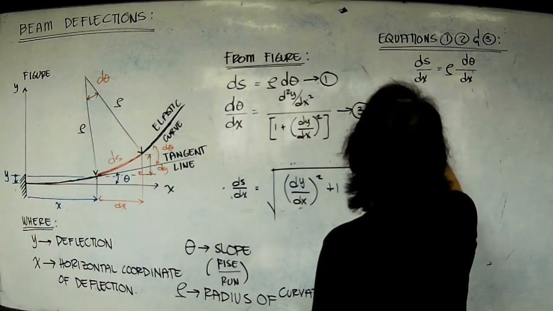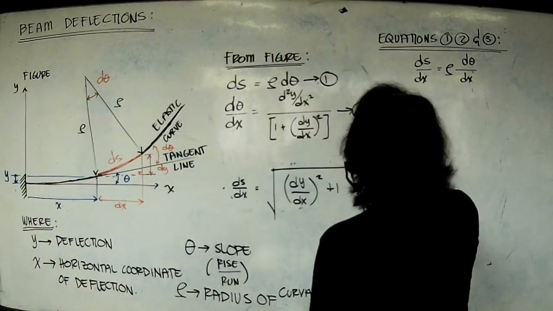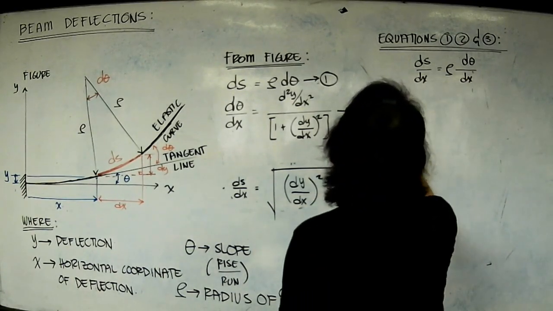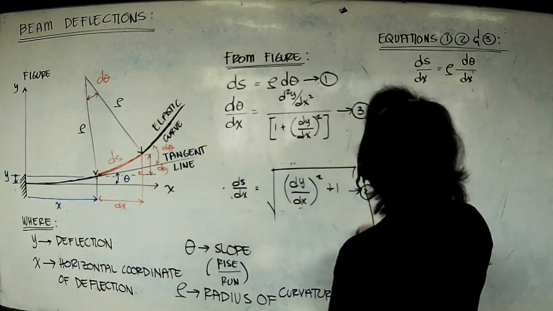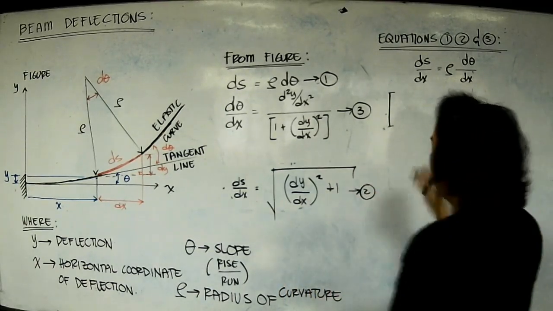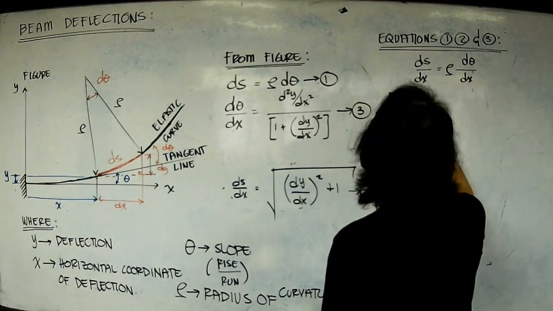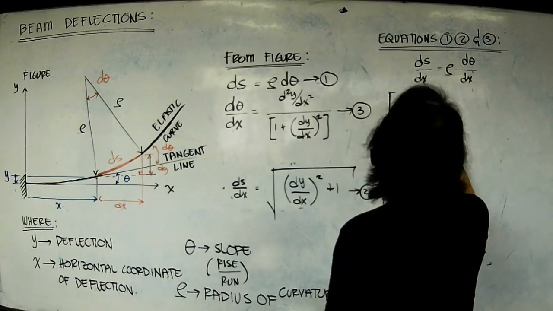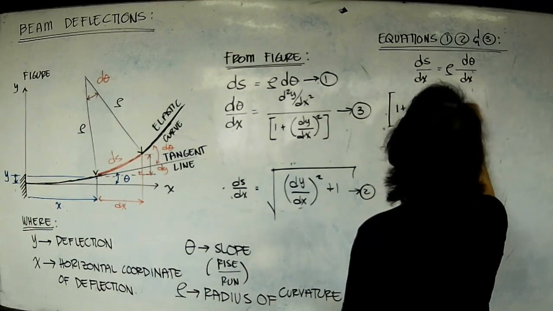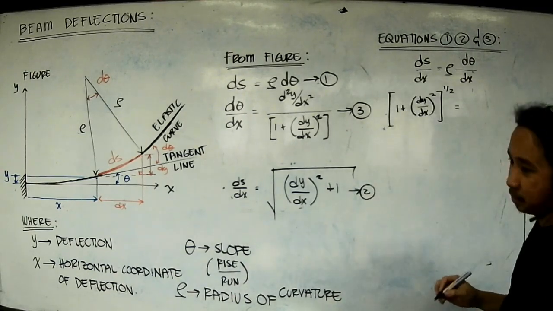Now, I have this here, this is a square root. So when you say square root, that is the power of 1 half. I will rearrange this, so it becomes 1 plus (dy/dx) squared, all to the power of 1 half. Okay? So that is the expression for that.